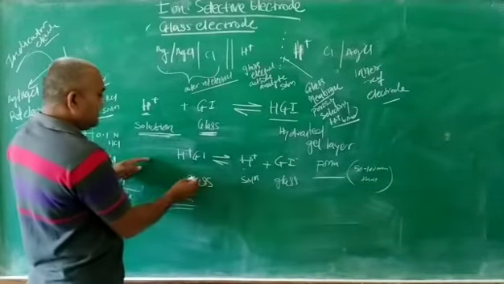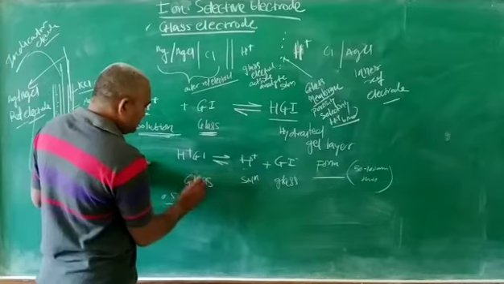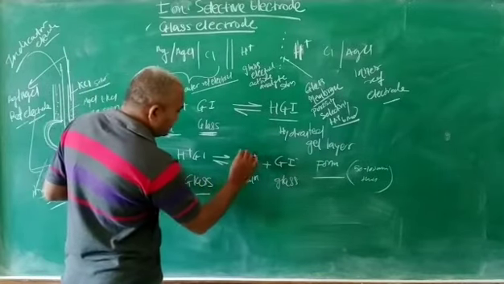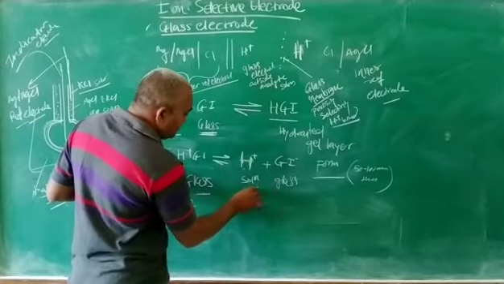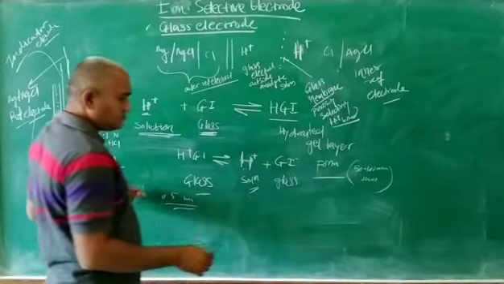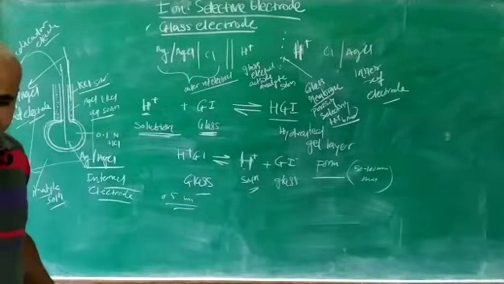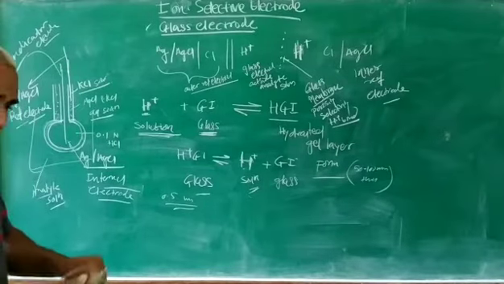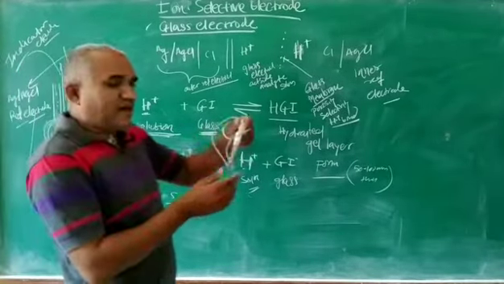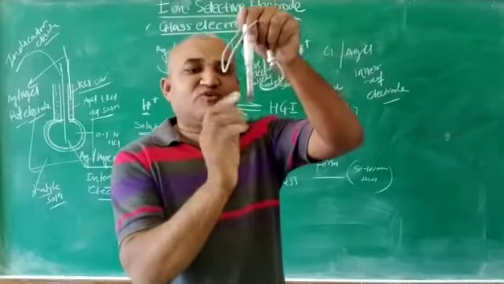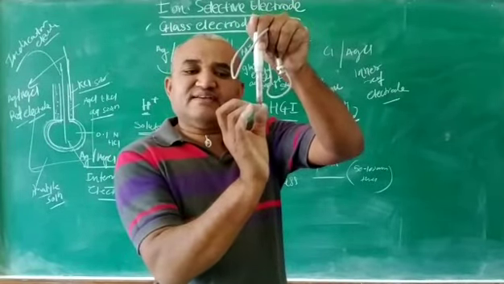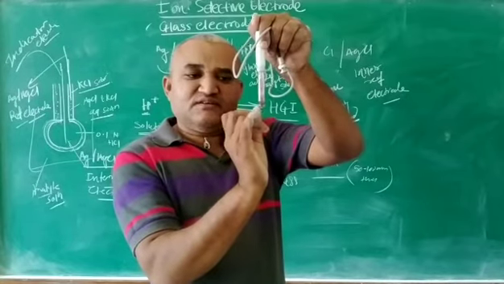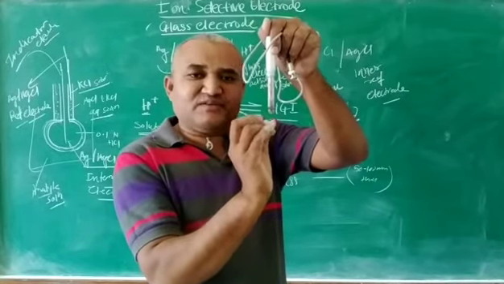So this process is a reversible process. After some time, the positive ions go down to the solution. So when we dip this glass electrode in the solution, there is an increase in the size of the glass layer. So the hydrated gel layer is formed.